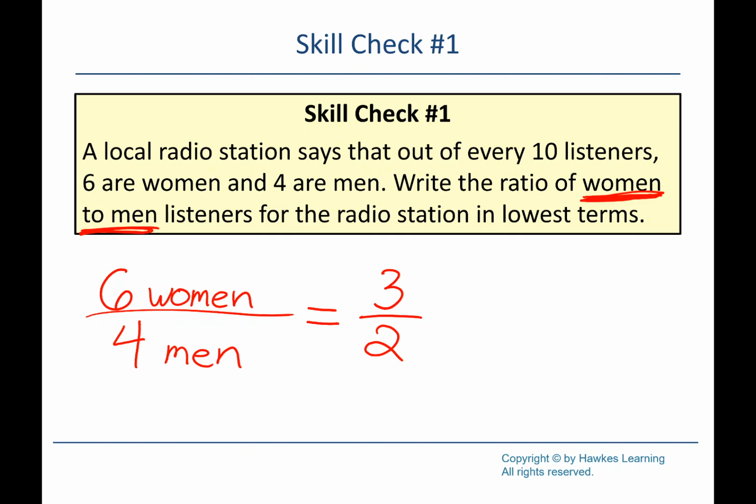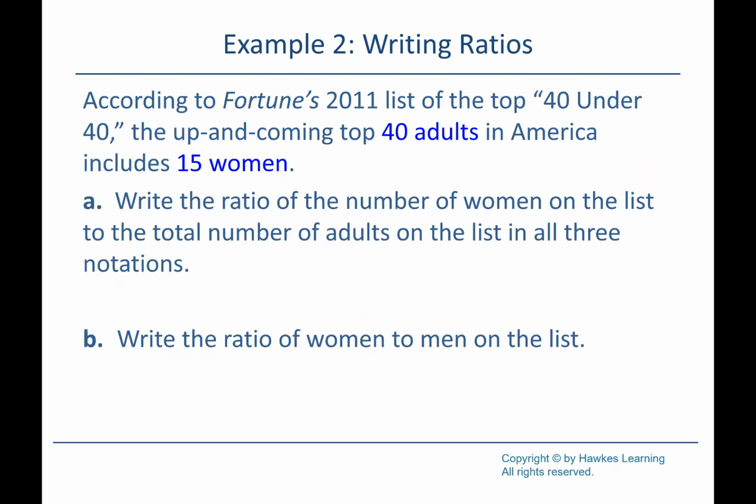Let's look at another way these can be worded. This one got a two-parter. So it says, according to Fortune's 2011 list of the top 40 under 40, 40 people under 40 years old, the up-and-coming top 40 adults in America includes 15 women. And A says, write the ratio of the number of women on the list to the total number of adults on the list in all three notations. So again, we just have to pay really close attention to what order they're wanting us to write things and what numbers they're telling us to use.